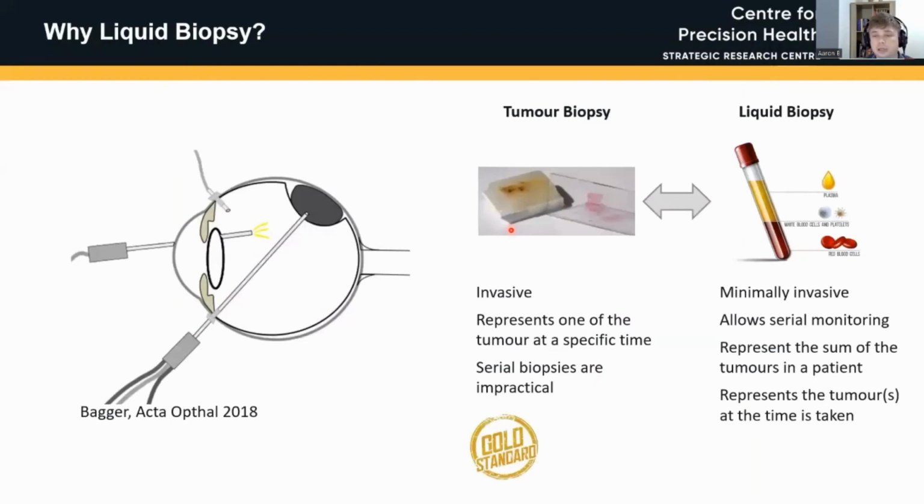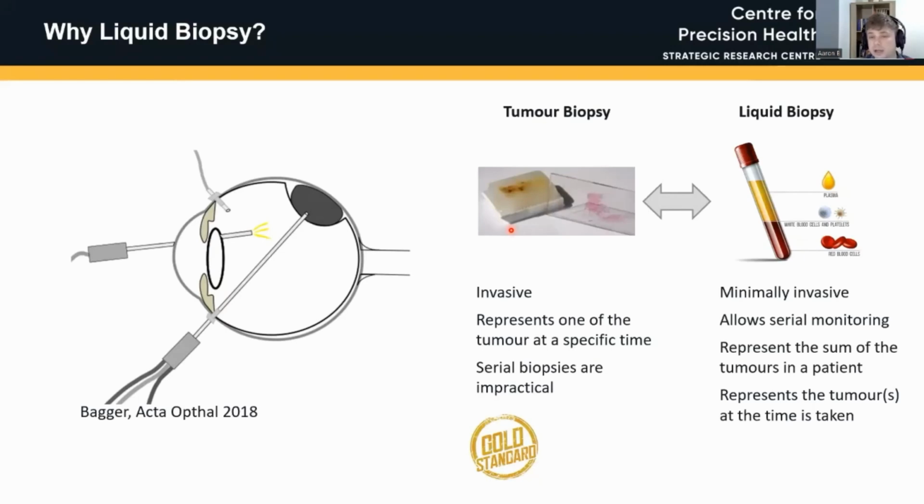So why would you want a liquid biopsy over, or at least in conjunction with a traditional biopsy? I think it's important to note that the classical tumor biopsy is the gold standard. I mean, it is the ground truth of what the disease is, but there are some limitations to it. And these are primarily the invasiveness of the procedure. They only represent what you take at the time of the biopsy.